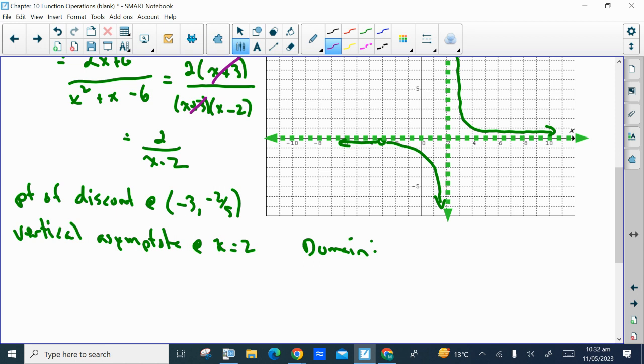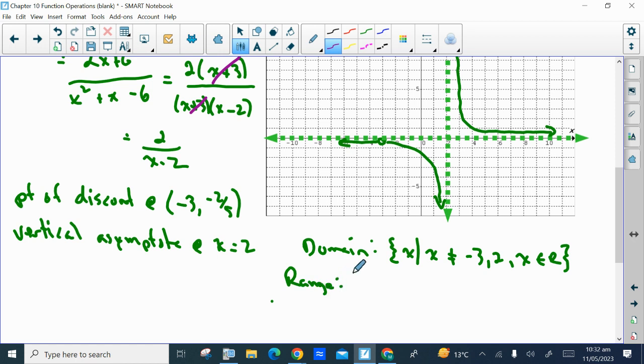And so when you're doing this, most people take into account the vertical asymptote, but what a lot of people forget is the point of discontinuity. So if I use set notation here, our domain is all values of x such that x cannot equal either -3 or +2. -3 is where our point of discontinuity is, +2 is where our vertical asymptote is.